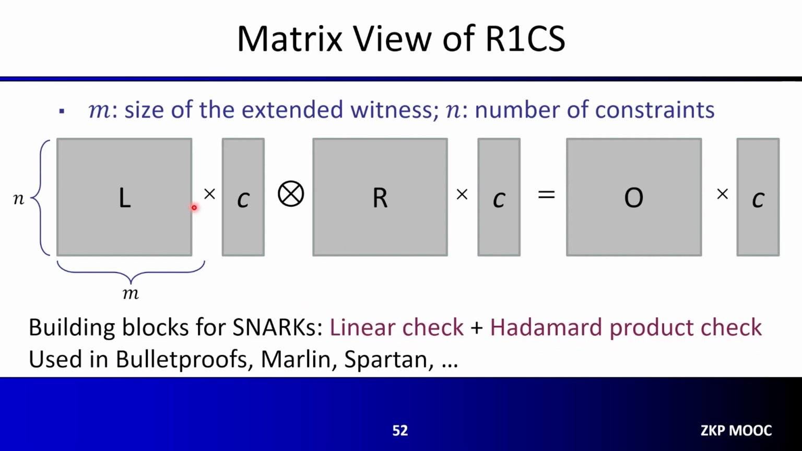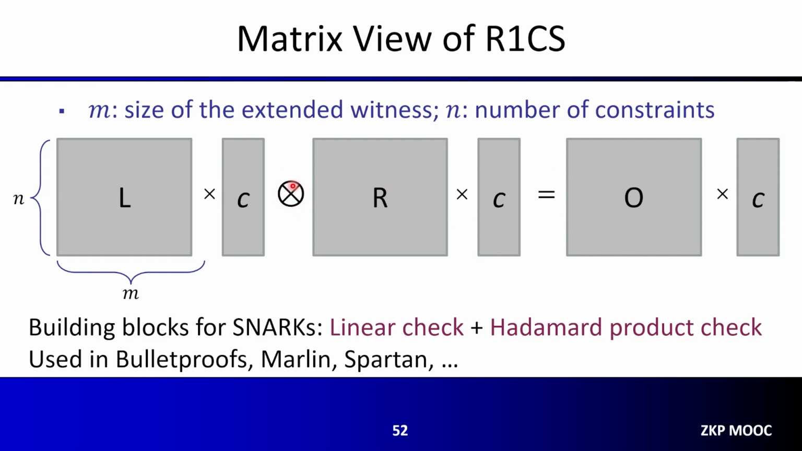So the approach is to first, for example, for a committed extended witness, the prover needs to prove to the verifier that the matrix vector product gives you another committed vector. And that's a linear relationship because the matrix is publicly known information. So that is why this is called a linear check. And we can perform the linear check for these three matrix vector products. And after that, the verifier ends up with the commitments of three vectors of size n.